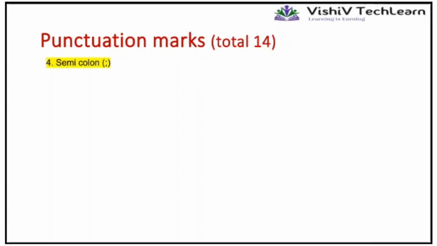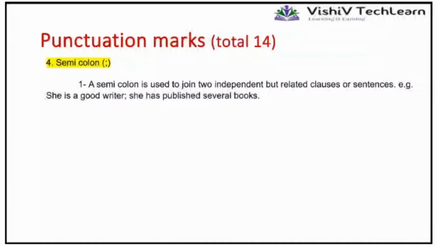Now the next punctuation mark is the semicolon. The difference between colon and semicolon is symbolically, a colon has two dots, one below the other, and a semicolon has a dot and a comma below. So this is the semicolon. A semicolon can be used in two different ways. First is to join two independent but related clauses or sentences. For example, she is a good writer; she has published several books. These two sentences are actually separate sentences, but since they have some relation between them, they are joined by a semicolon.